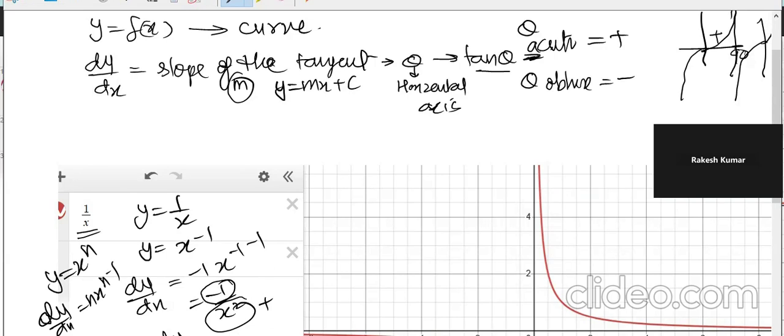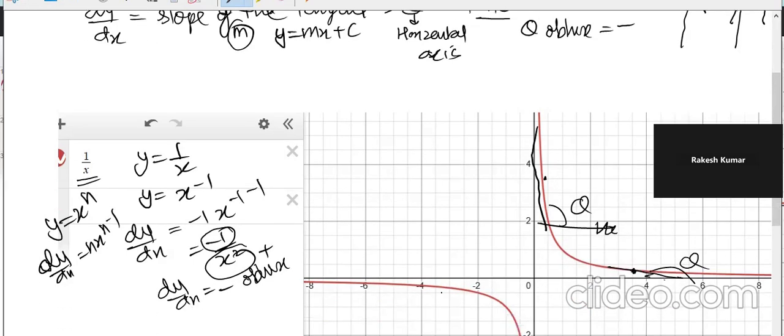If it's always negative, then it has to be always obtuse. Take any point, draw a tangent, see the angle with respect to the horizontal, and you'll find it obtuse. Take a point on any other side, draw a tangent, and with respect to the horizontal you'll find it obtuse. Always obtuse. That's why this shape is there.